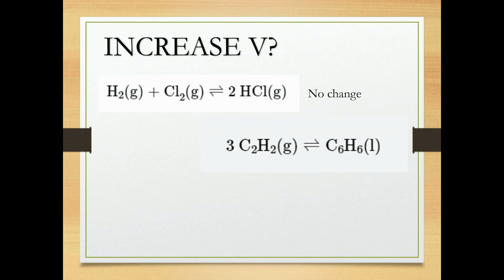3C2H2 gas goes to C6H6 liquid. C6H6 isn't even included in my equilibrium because it's a liquid. If I increase the volume, I will allow more space for that gas, and I will allow more gas to form.